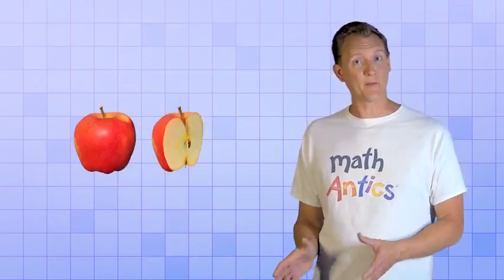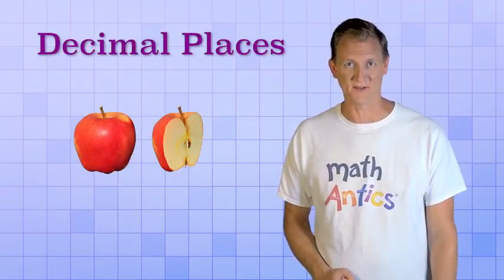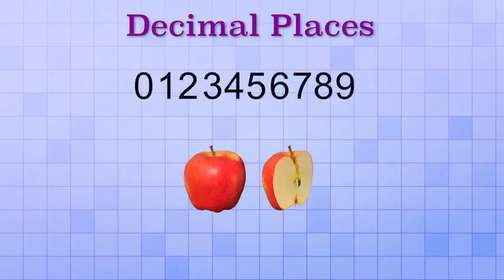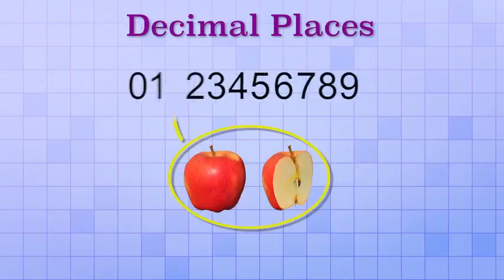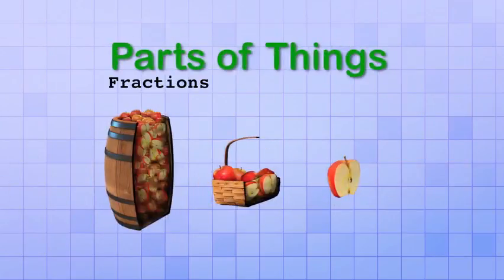How can the base 10 number system handle situations like that? The answer is decimal places. Decimal places are a way of extending the base 10 number system so that it can represent amounts that are in between whole amounts. Decimal places are just like regular number places, except that instead of using them to count groups, we use them to count parts or fractions of things.